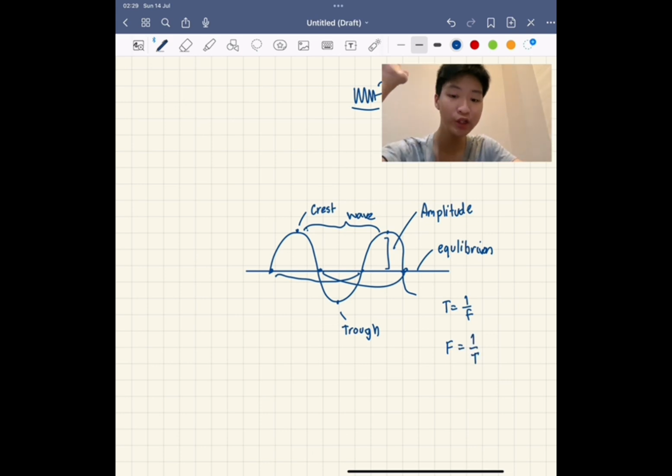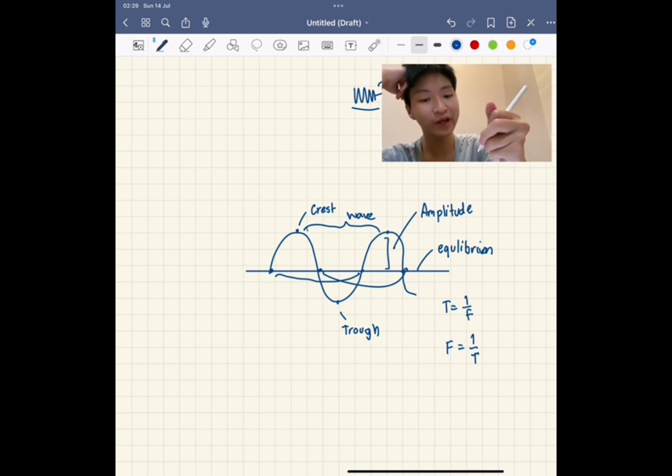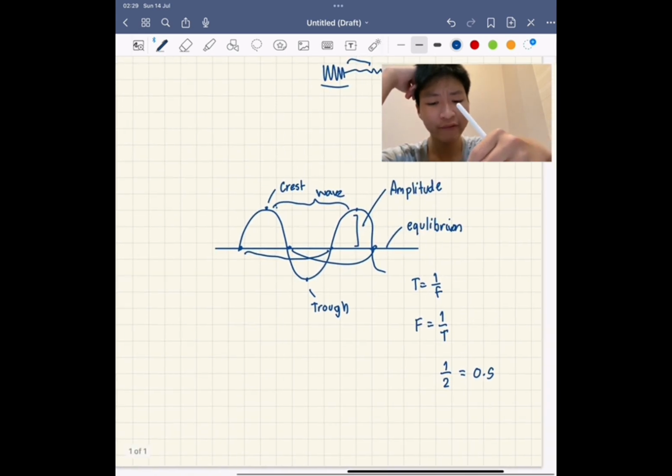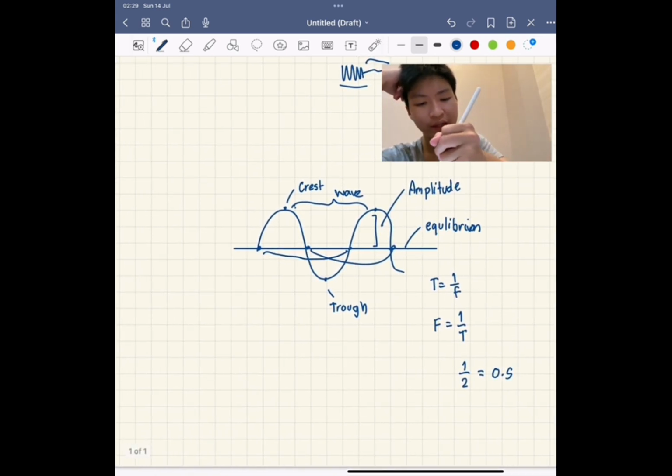As an example, if you want to find the period and you have a frequency of 2 hertz, we use 1 over 2 hertz. It is 0.5, which is 0.5 seconds, as the period is the time taken for one complete cycle. And for the frequency, if you have a period of 0.5, you use 1 divided by 0.5, and you will get the frequency of 2 hertz.